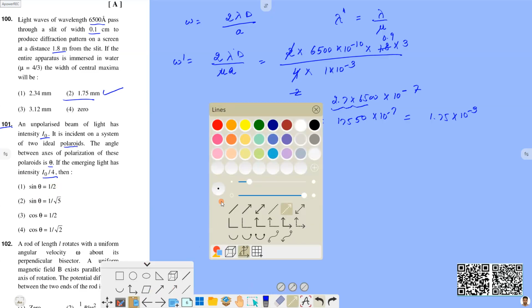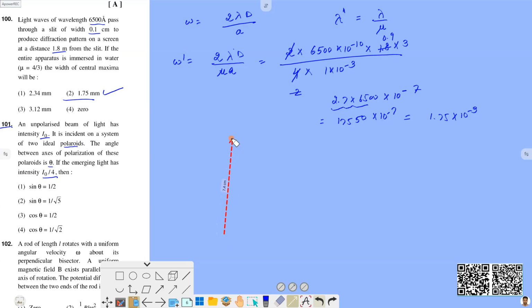So suppose we have two polarizers. Suppose this is our first polarizer and this is our second polarizer. For the first polarizer, we have light of intensity I naught incident on it, and we know that if unpolarized light is incident on a polarizer at any angle, the output will always be I naught by 2.